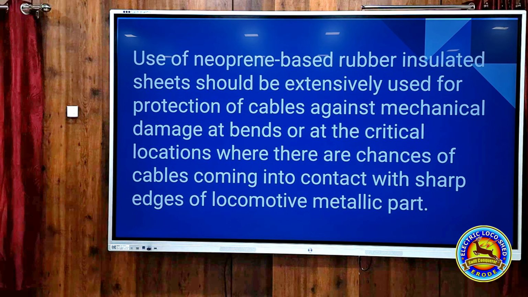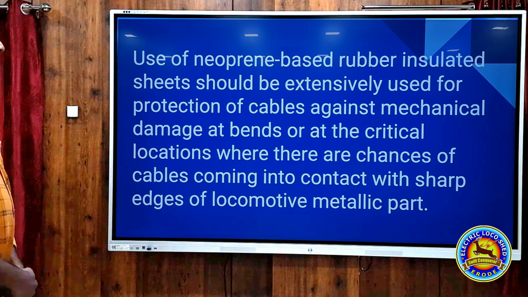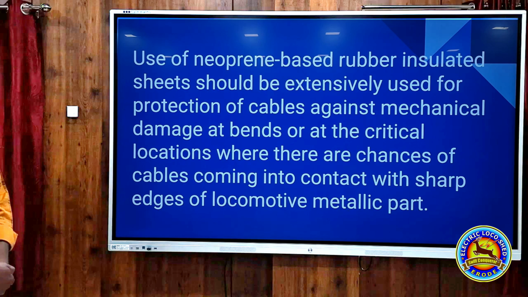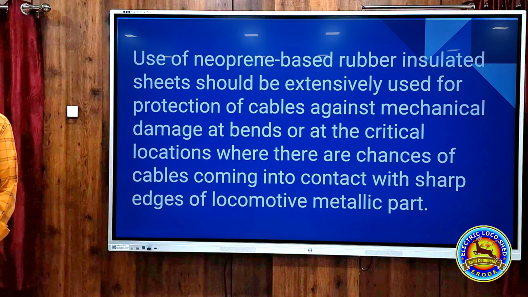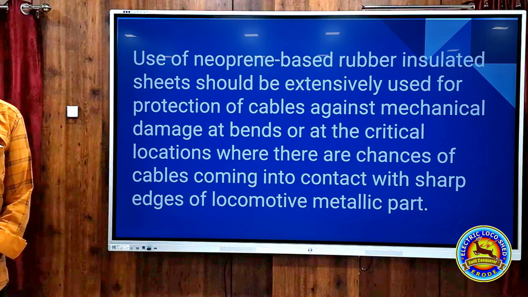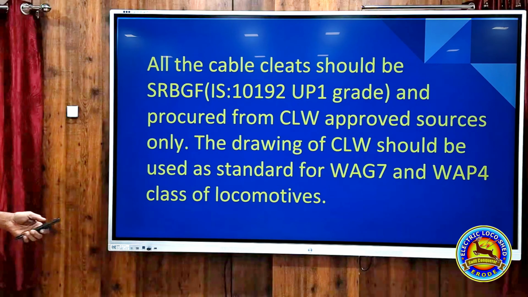Neoprene-based rubber insulated sheet should be extensively used for protection of cables against mechanical damage at the bends or at critical locations where there are chances of cables coming into contact with the sharp edges of locomotive metallic parts. This we already discussed: wherever there is a cable, we have to provide sufficient rubber packing to prevent any insulation damage on run.